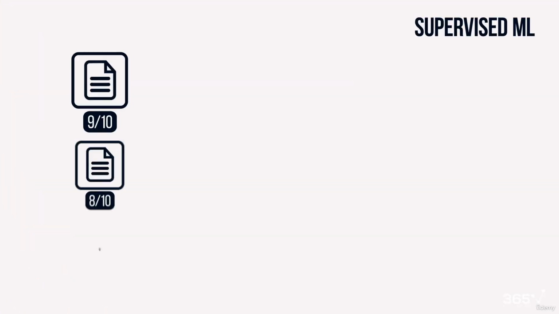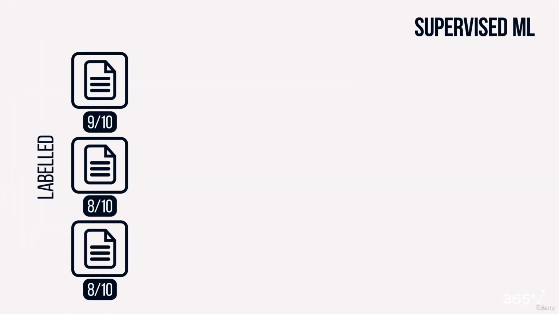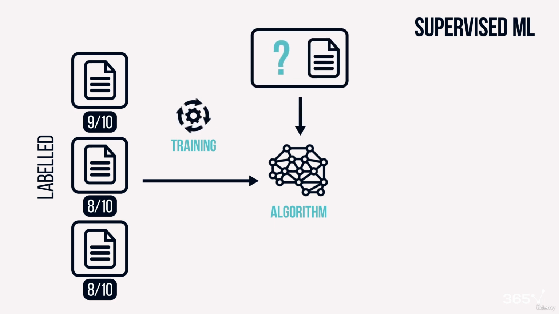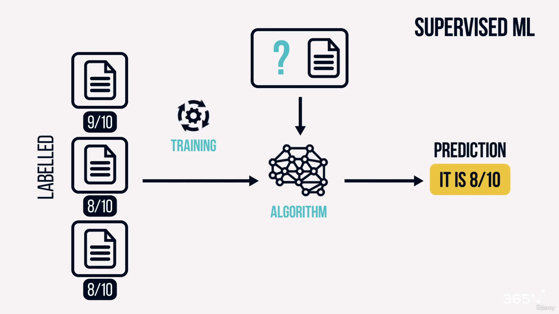Say, for example, you have a data set of reviews. You have the review text, and then each reviewer also gives a review score out of 10. You can feed this into a supervised machine learning algorithm that will learn the relationship between the input text and the score to be able to make predictions about the score on new text data.